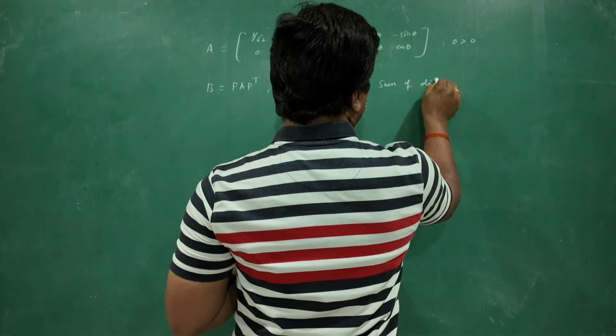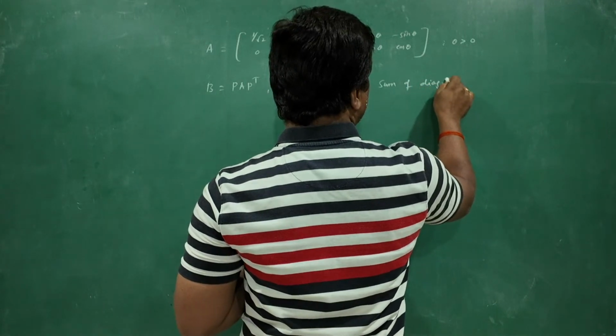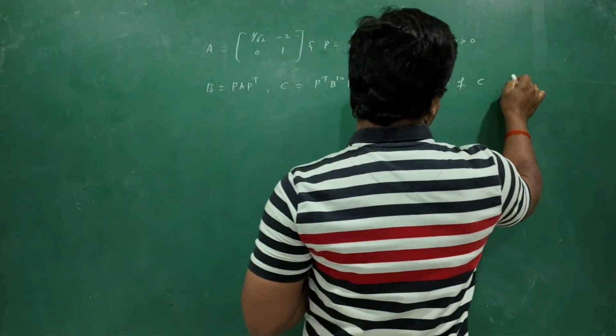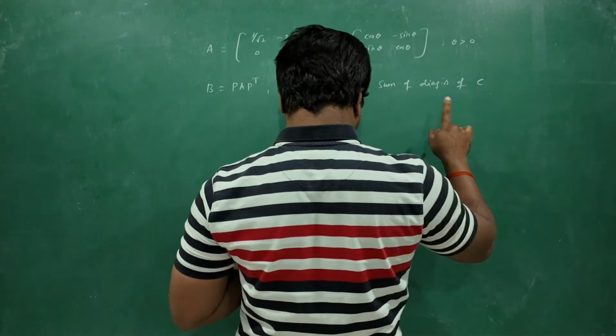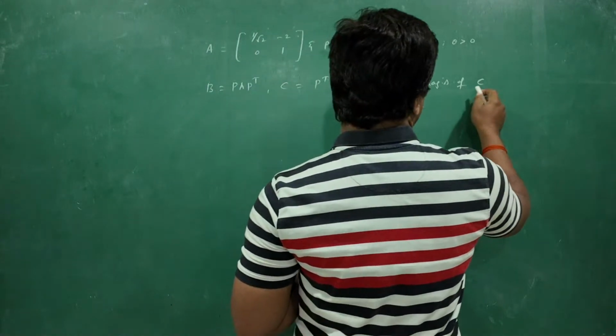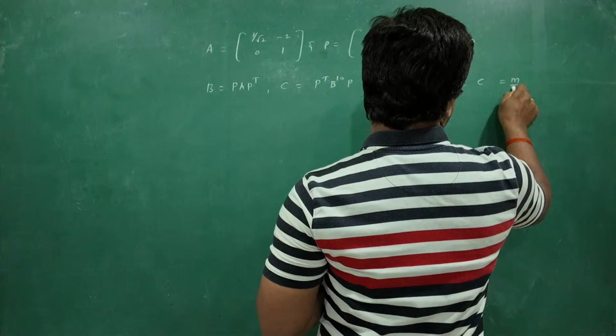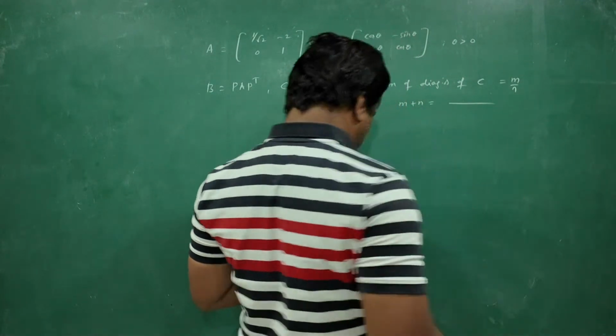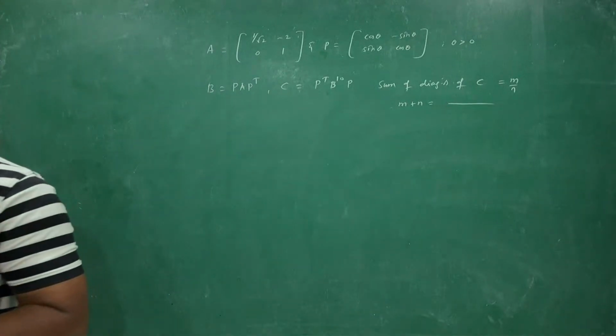Sum of diagonals of C. That is the question. And if the sum of diagonal elements is m by n, then what is the value of m plus n? Sum of diagonals of C equal to m by n. Then the question is, what is the value of m plus n? Okay.